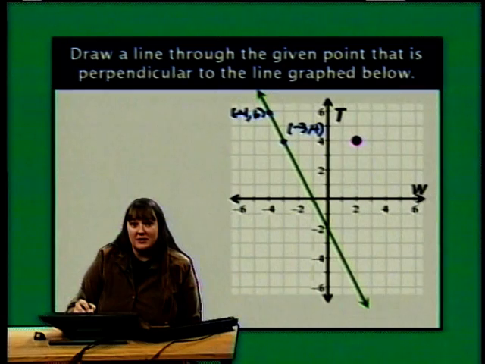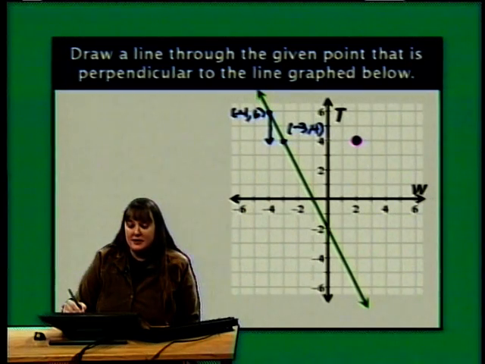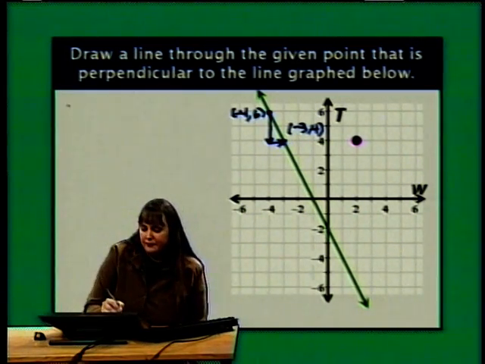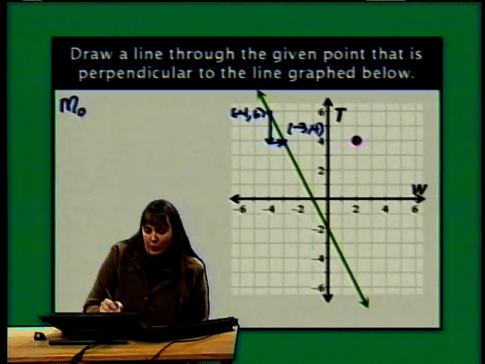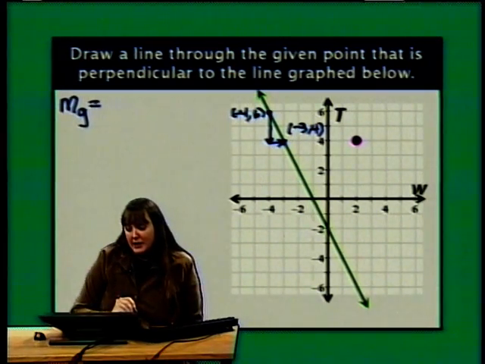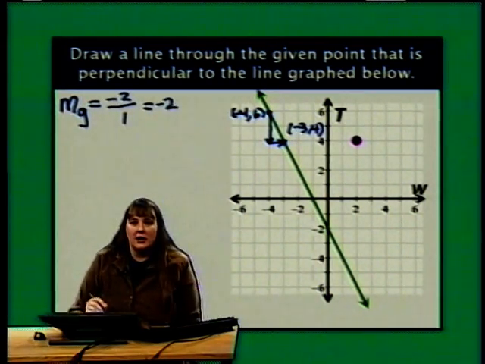To get from this top point to the lower point, looks like I have a rise of -2 since I moved downwards, and a run, which is positive since I'm moving to the right, of 1. So the slope of this green line, I'll call it m sub g, rise over run would be -2 over 1, which reduces to -2.